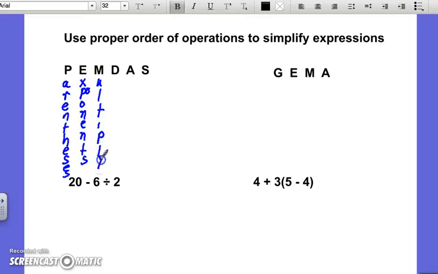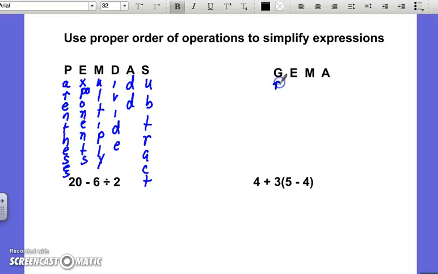Writing down is kind of difficult. Multiply. Then we had divide. And then we had add. And then we had subtract. So that was PEMDAS. That was just an order of operations. We always do parentheses first.